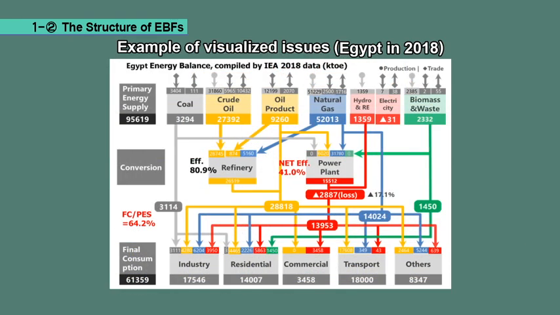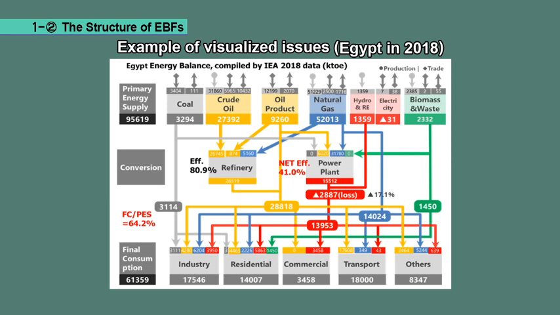Another important point is the value arrived at by dividing final consumption, FC, by primary energy supply, PES. The value for Egypt is 64.2%. The value shows a macro view of the energy consumption efficiency of the country. The global average is about 69%. So, we can see that the total efficiency for Egypt is somewhat bad.